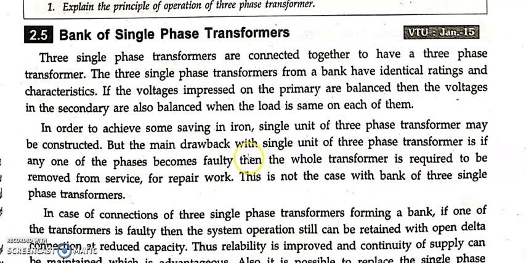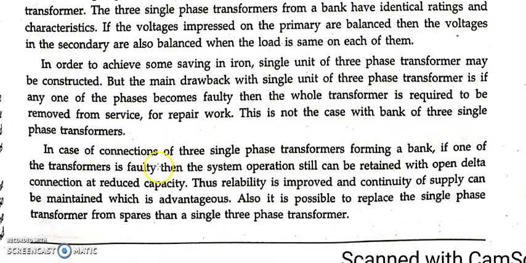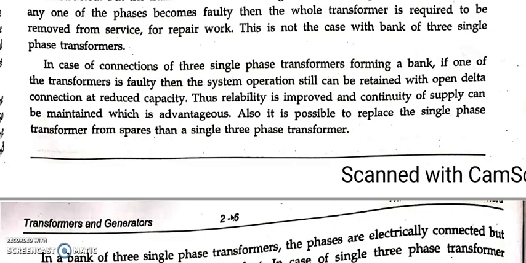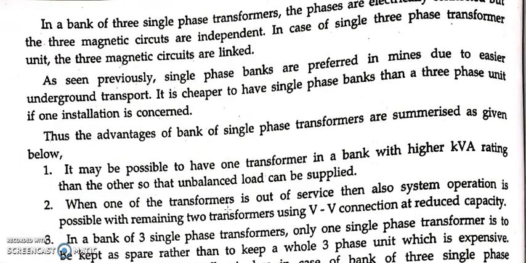This does not happen with 3 single phase transformers. There, even if one transformer fails, you can connect the 2 remaining transformers in open delta connection with a reduced capacity, with reduced rating. Thus reliability and continuous supply are maintained. This is the major advantage of having a bank of 3 single phase transformers. And even if one transformer fails, you can replace it with another transformer which is available as a spare.